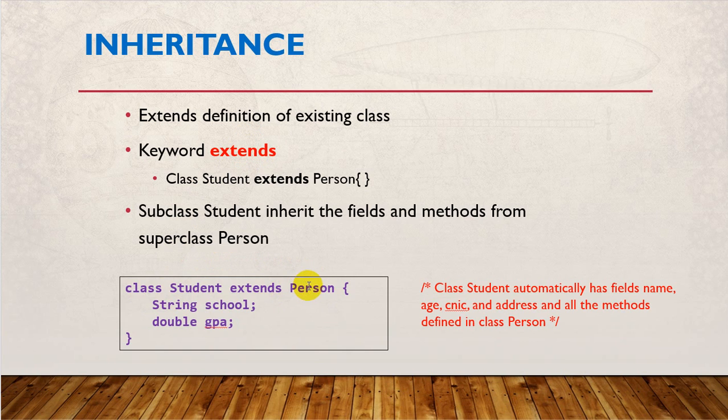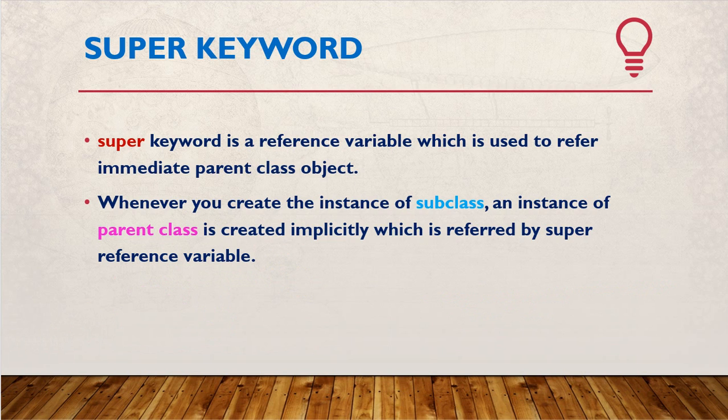The members of that class become a part of Student then. So in the Student class, we are only defining school and GPA, and the rest, the age, CNIC, and address, will be automatically inherited by the Student. They also become a part of the Student class. So this is basically the inheritance concept that we have already discussed. Where does the super keyword come in then?